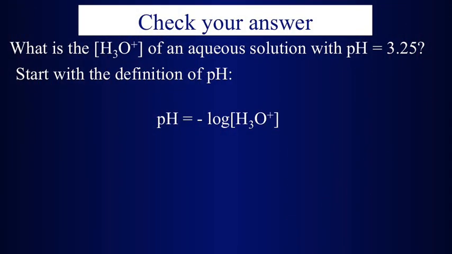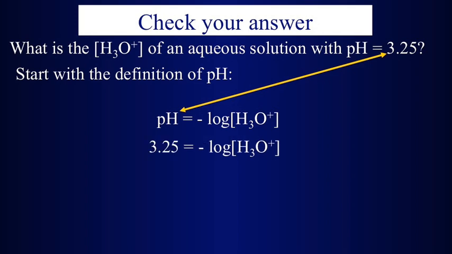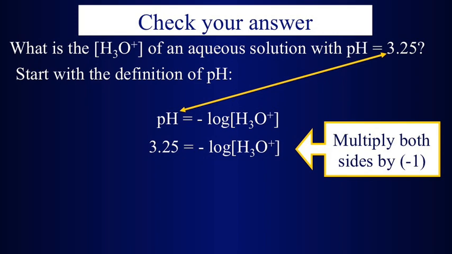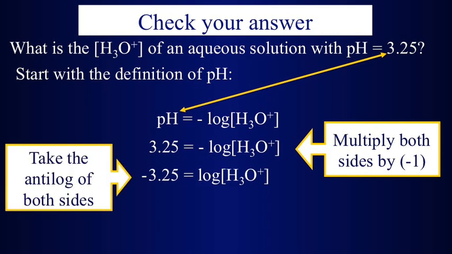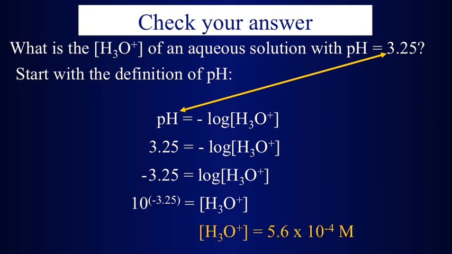Check your answer. We're given the pH, 3.25. We insert that into the equation. Next, we multiply both sides of the equation by -1, and then take the antilog of both sides. When we do so, we get the hydronium ion concentration to be equal to 10 raised to the -3.25 power. Solving this on our calculator gives us a hydronium ion concentration of 5.6 times 10 to the minus 4.